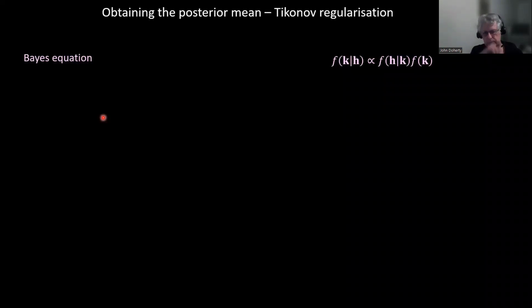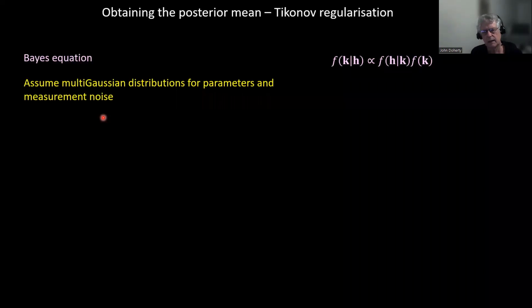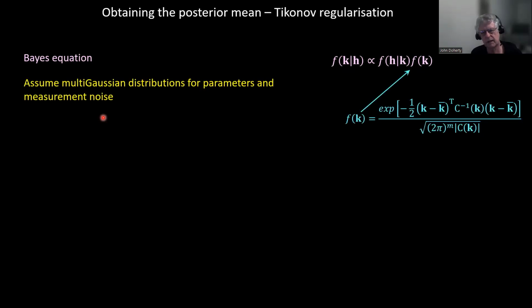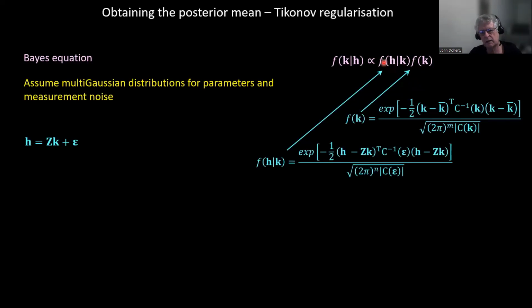So I start off, of course, with Bayes' equation. And I'm going to assume multi-Gaussianality. So here's my prior multi-Gaussian probability distribution. Notice that this time I'm going to retain the prior mean in the characterization of this distribution. At the center is C_K, as we expect. Likelihood function, multi-Gaussian distribution, residuals, C epsilon at the center.